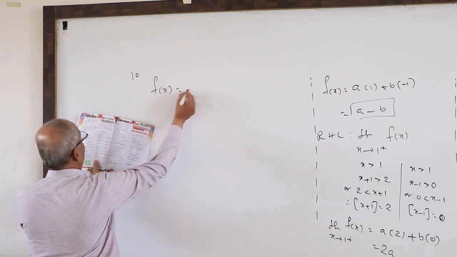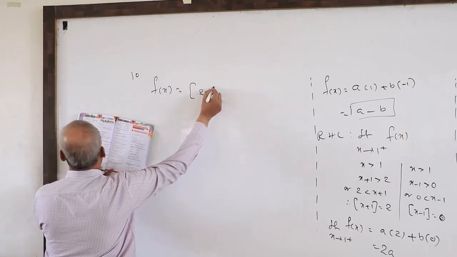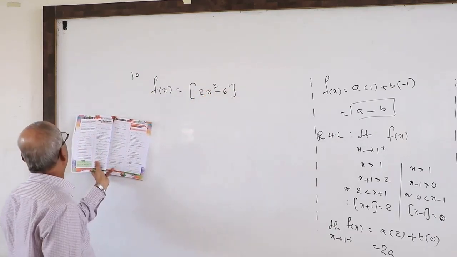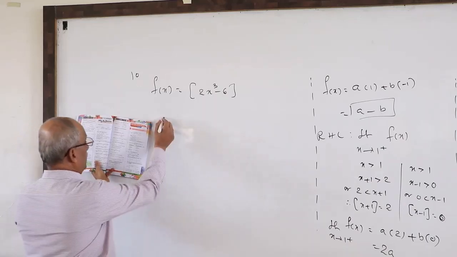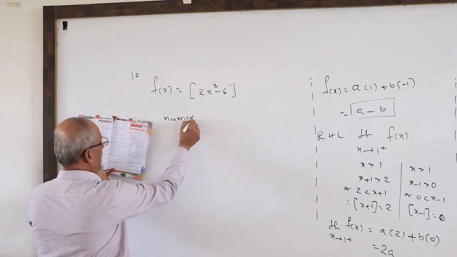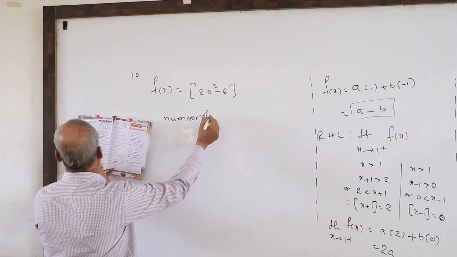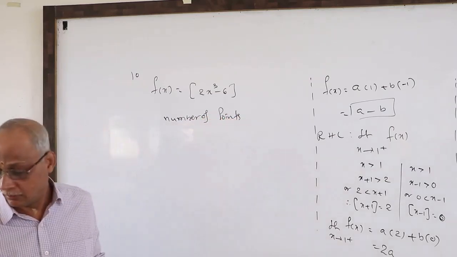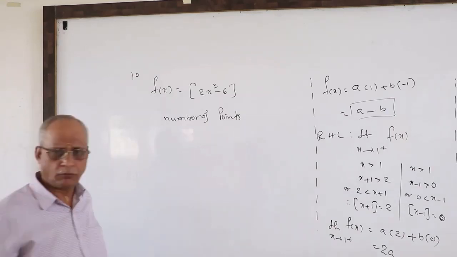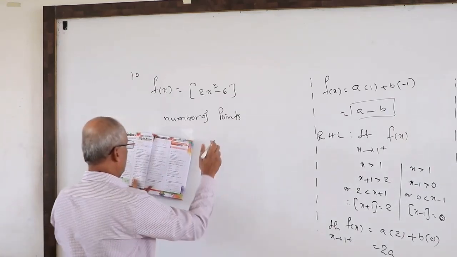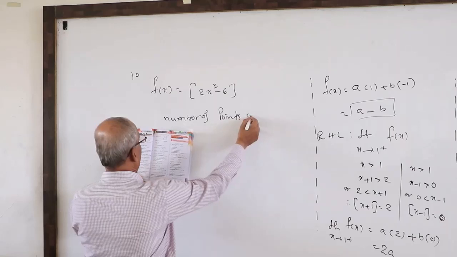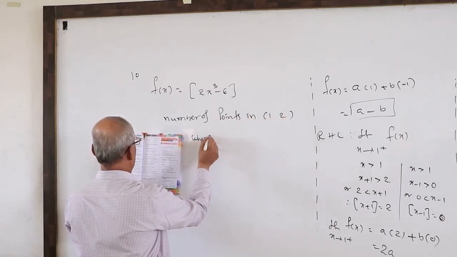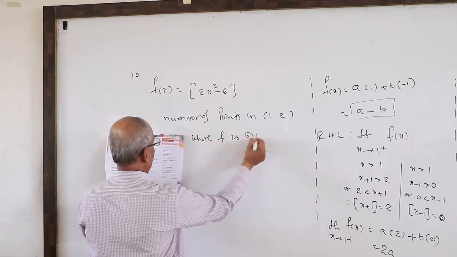f(x) is equal to step of 2x cube minus 6, the greatest integer function. Important: find the number of points in the open interval (1, 2) where f(x) is discontinuous.